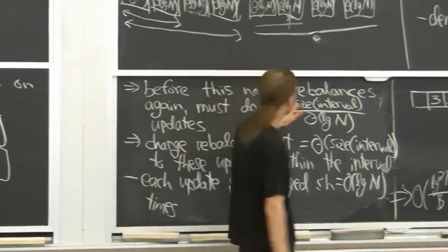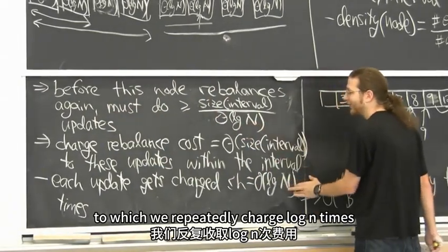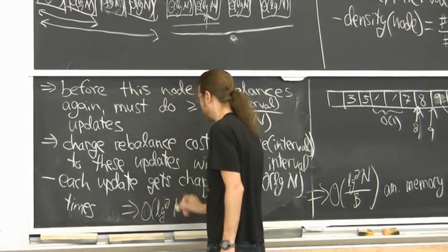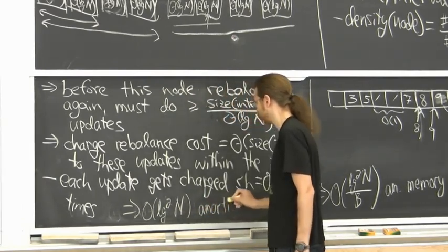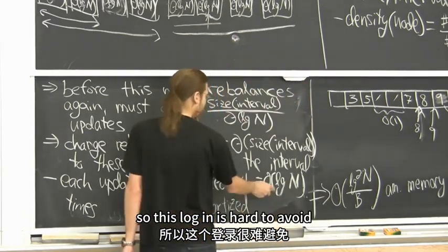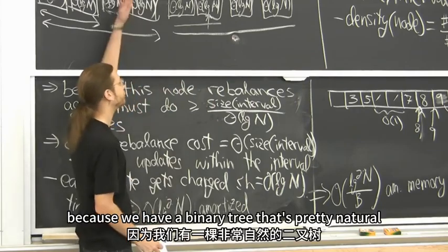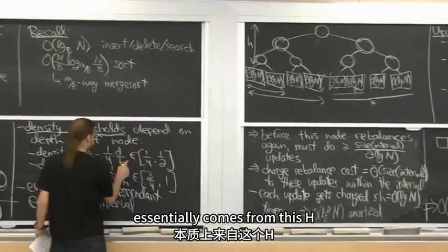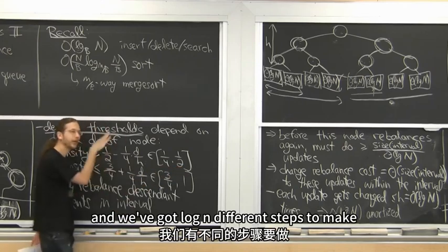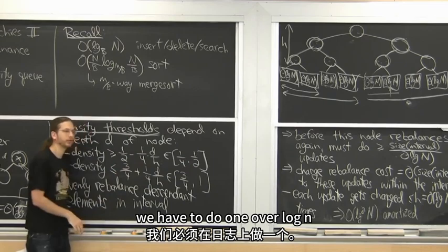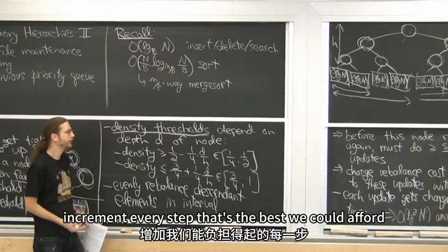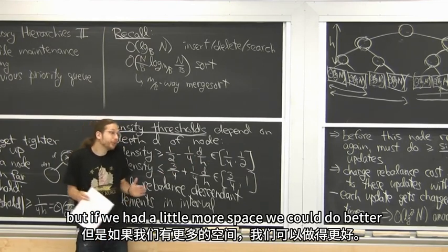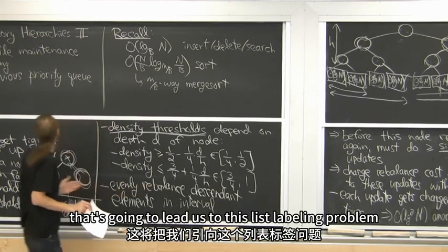So we've got size of the interval divided by log n items to charge to, which we multiply by charging log n times, so we get a log squared amortized bound. This log n is hard to avoid because we have a binary tree. It essentially comes from this h. We can only go from one constant factor to another, and we've got log n different steps to make, so we have to do a 1 over log n increment every step. That's the best we could afford. That's why these are evenly spaced out in this linear way. But if we had a little more space, we could do better. So that's going to lead us to the list labeling problem.